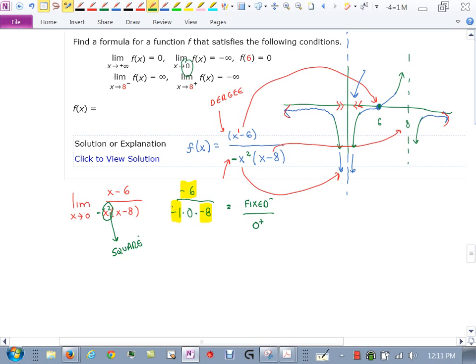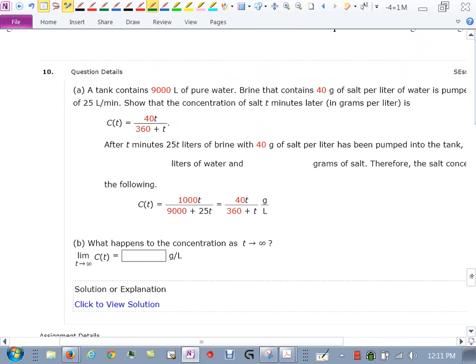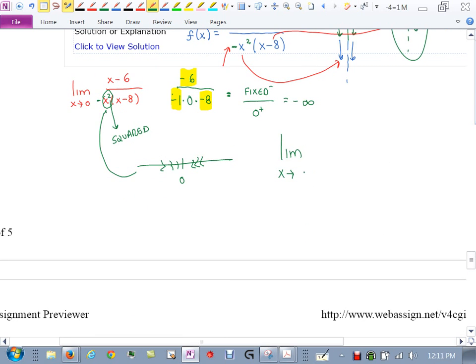Regardless of which side I come in from, the right or the left, no matter what that number is, once it goes in here, it gets squared and becomes positive. So this will give me negative infinity regardless of either side. And then you now have to check to make sure that this asymptote is correct. So let's check that one. What is the limit as x approaches 8?